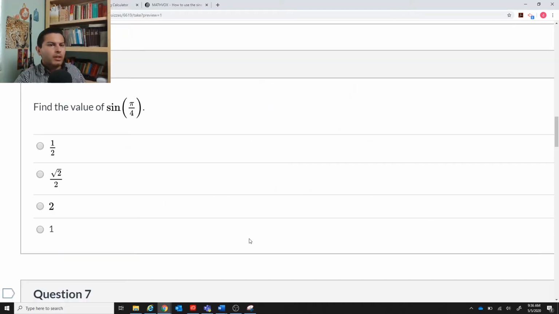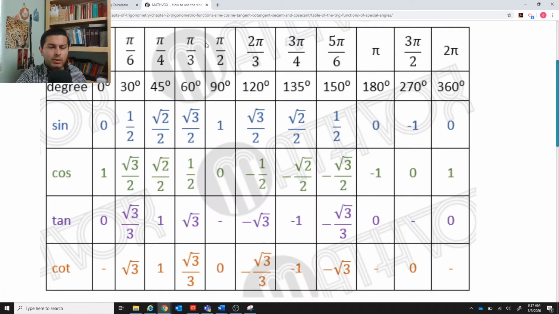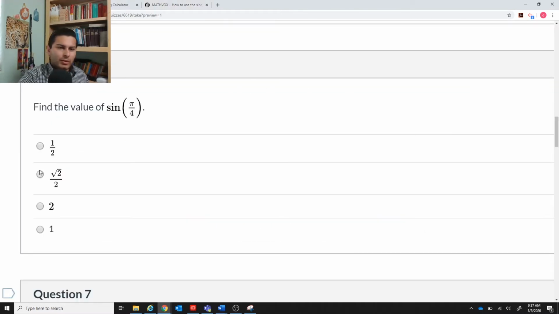Now it says find the value of sine of pi over 4. Remember, there's two ways of doing this, either Desmos or by hand. Now, the nice thing is that we still have our trig table up here, so we can just look up what is sine of pi over 4. Well, sine of pi over 4 is going to be square root of 2 over 2. So we know the answer already is square root of 2 over 2, and if we type it into Desmos, something weird happens.